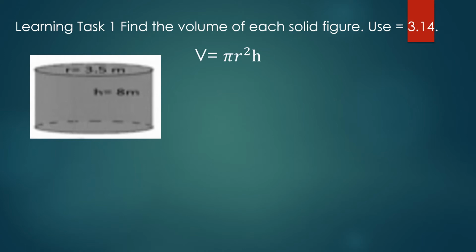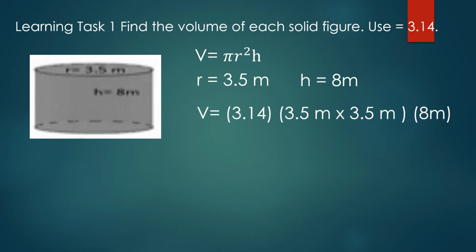Now, the formula for finding the volume of the cylinder is pi r squared times the height. So, the radius is 3.5 and the height is 8. So, 3.14, which is the pi, and the radius is 3.5 to the second power, or 3.5 times 3.5, and then the height is 8. So, 3.5 times 3.5, we have 12.25 times 8 times 3.14.